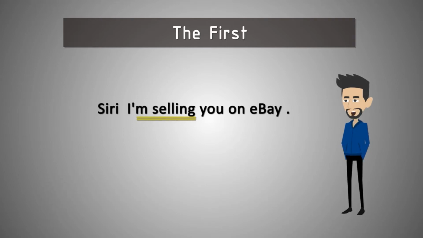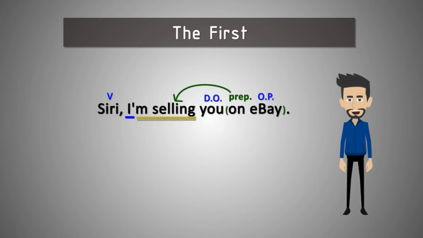So the verb here is am selling, the subject is I, you is the direct object, the vocative is Siri, which means you need to put in a comma to separate it from the rest of the sentence. So make sure that you do that. And on eBay is a prepositional phrase, on being a preposition and eBay being an object of preposition. Now, how do you diagram this sentence?